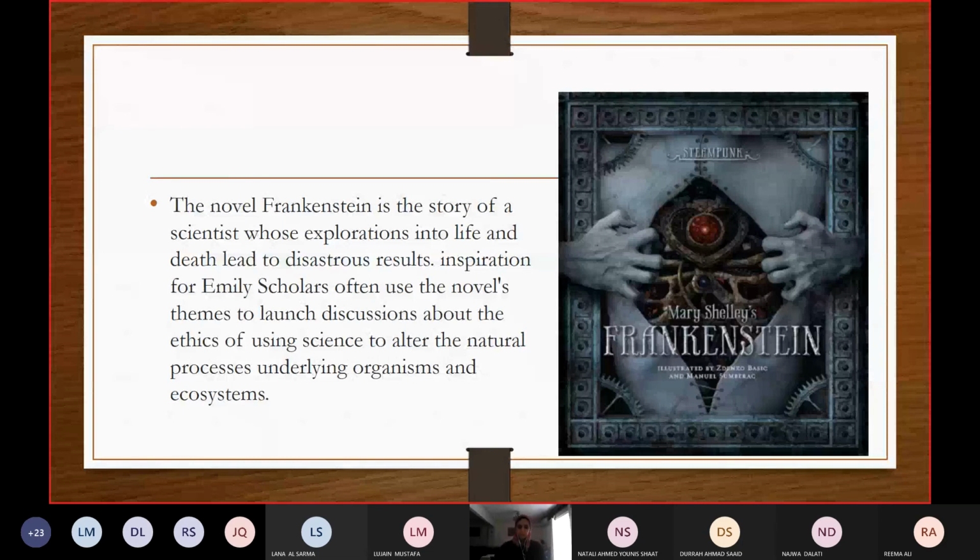The novel Frankenstein is the story of a scientist whose explorations into life and death led to disastrous results. Inspiration for Emily Anthes, who often uses the novel's themes to launch discussions about the ethics of using science to alter the natural processes underlying organisms and ecosystems. Yes. So before we start on the topic of Frankenstein, does the period finish now?